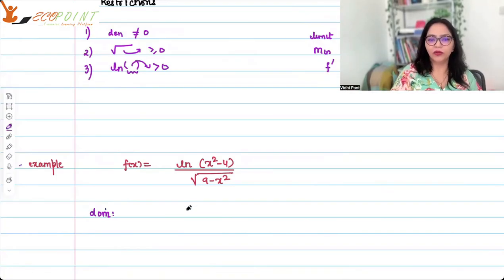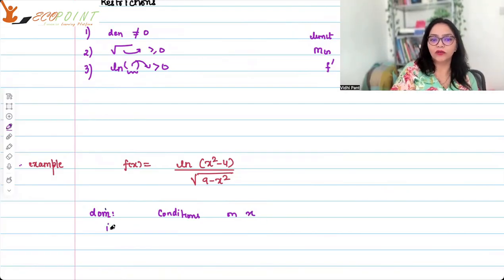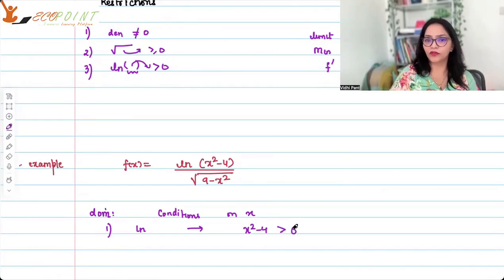In order to find the domain, there are two conditions, as you can see. So you need to basically find the conditions on x. We need to find those x which will satisfy all conditions. So there are two conditions. Number one, whatever is with log, that has to be positive. Positive, strictly positive. So strictly greater than 0. So what has to be strictly greater than 0?